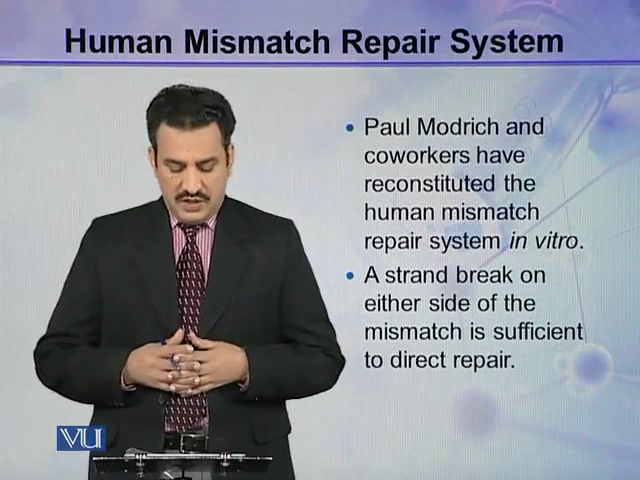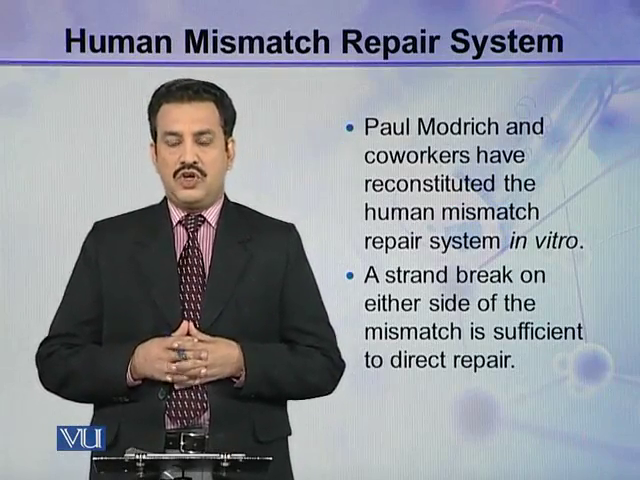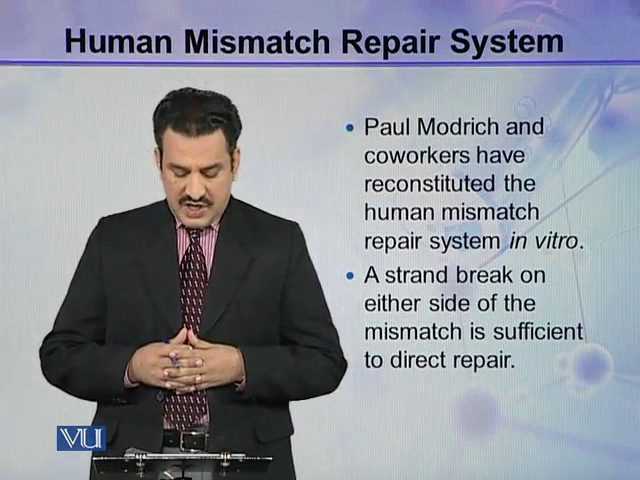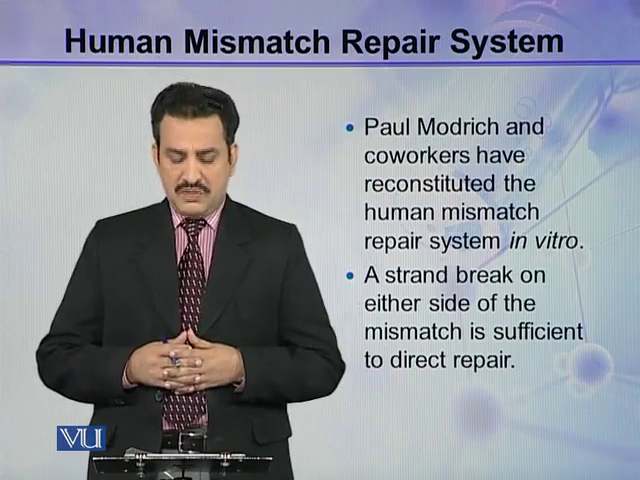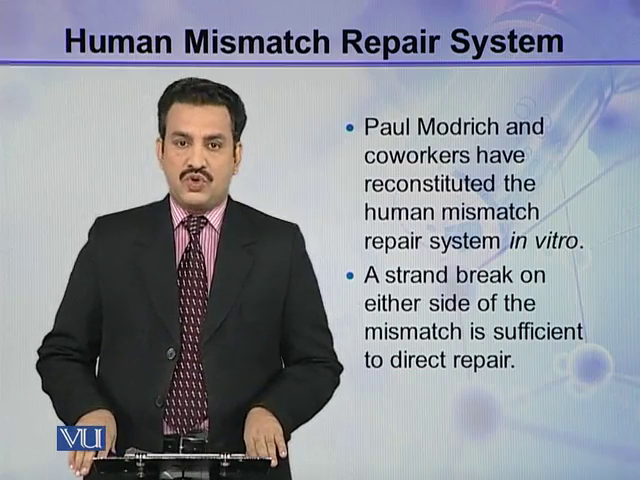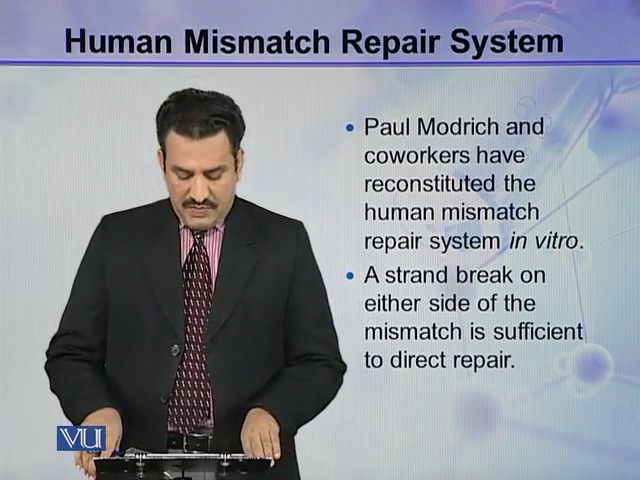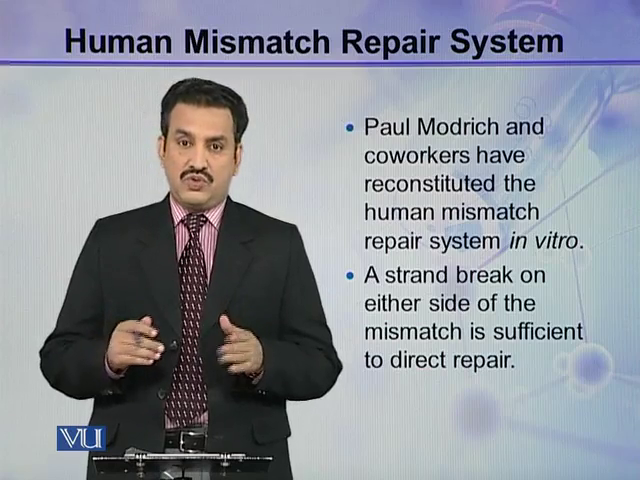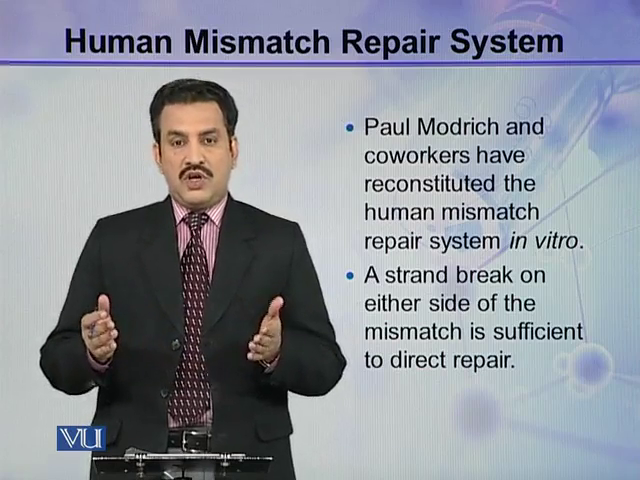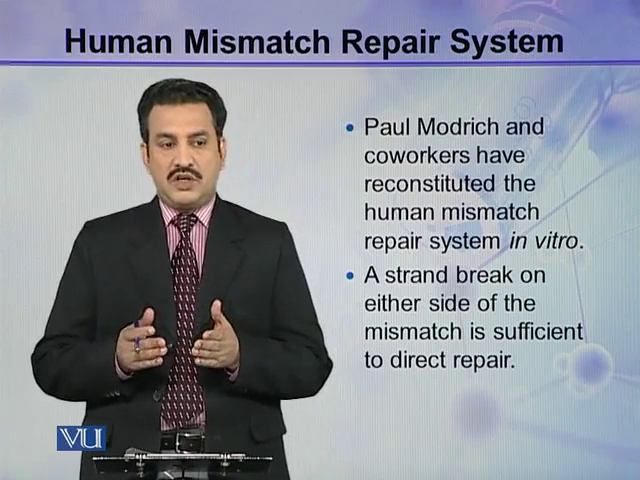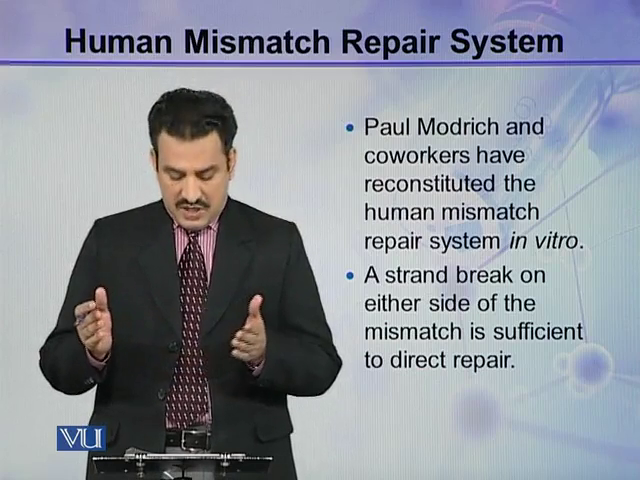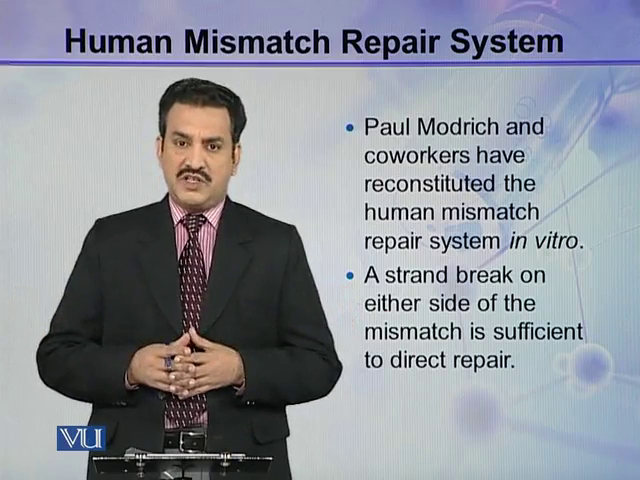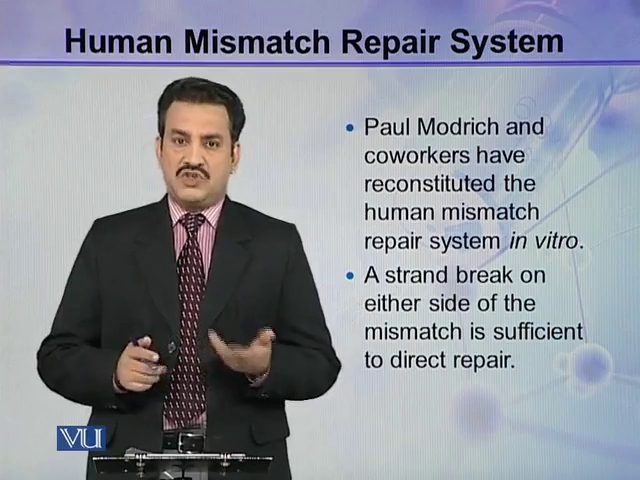So let us see the mismatch repair system in human beings. Paul Modrich and co-workers have reconstituted the human mismatch repair system in vitro. A strand break on either side of the mismatch is sufficient to start this repair. So if a mismatch is in the DNA and only a small break on either side of the mismatch is present, the mismatch repair system will start.